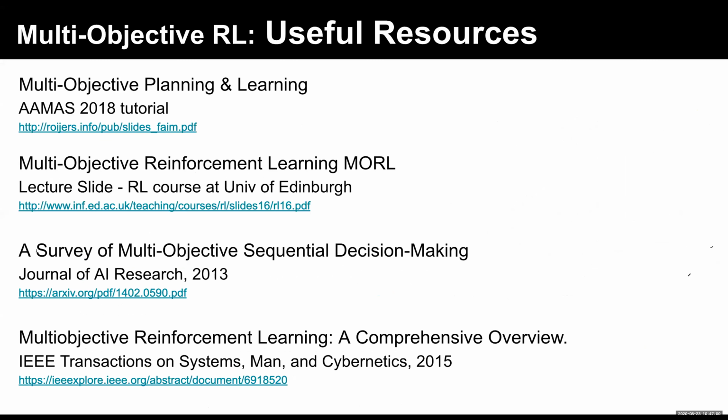Okay, cool. By no means is this supposed to be an exhaustive coverage of the kind of things that have been done in the reinforcement learning community. There are a bunch of very nice references for that. One is the multi-objective planning and learning AAMAS tutorial in 2018. There are some very nice lecture slides from the course at Edinburgh, which talk about multi-objective RL. There's a nice survey, which is a bit dated, and then a couple of other surveys around that topic.